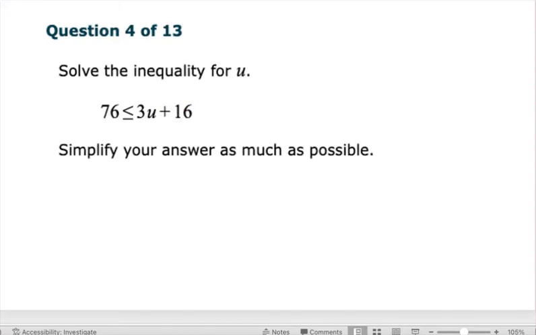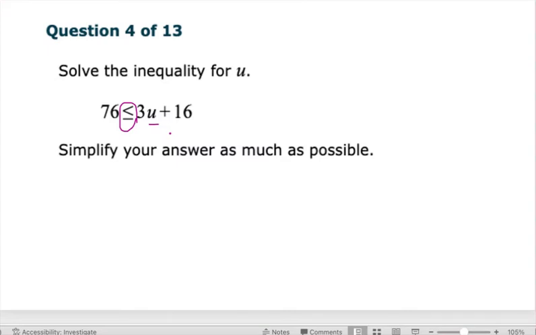Okay, so here we are with number 4. Solve the inequality for u. We're going to do the same thing. We're going to get the u by itself, and we're going to leave the inequality the same. Now remember, if we have an inequality, when we multiply or divide by a negative, we flip the inequality around. We're not going to have to do that here, but we will later on. Okay, so let's just take this one.